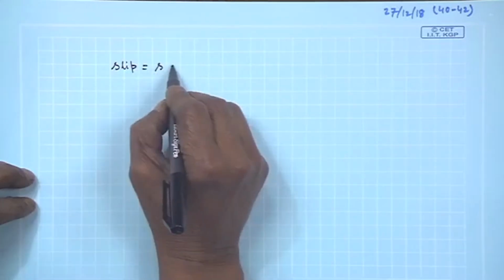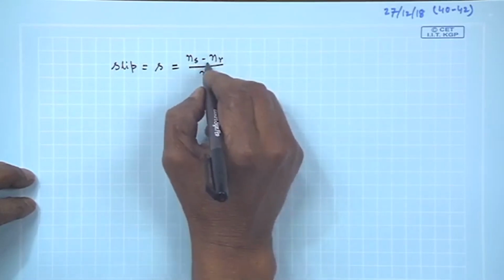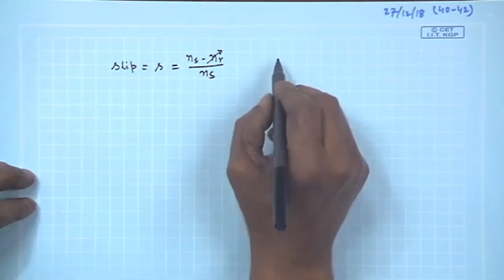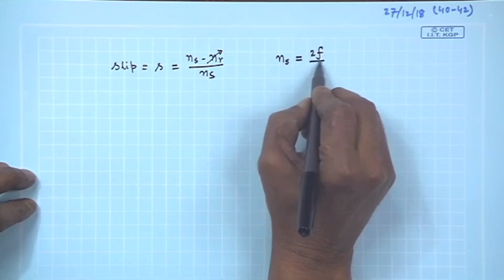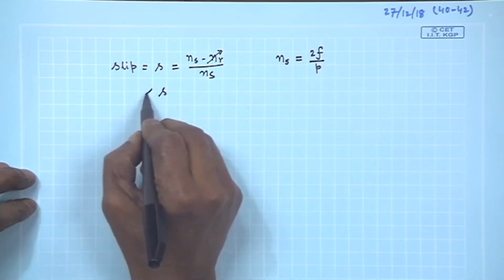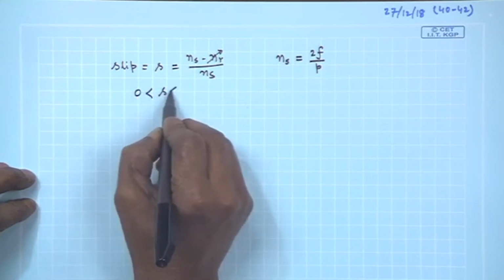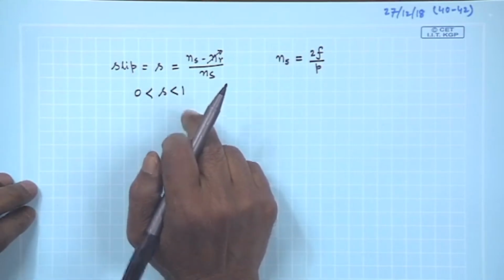Lecture on machines. In our last class we defined slip as S = (Ns - Nr) / Ns. Nr of course may change, but Ns is fixed, which in mechanical RPS is 2f/P, where P is the number of poles of the machine. The value of slip can be between 0 to 1. S equal to 1 corresponds to the locked rotor condition.